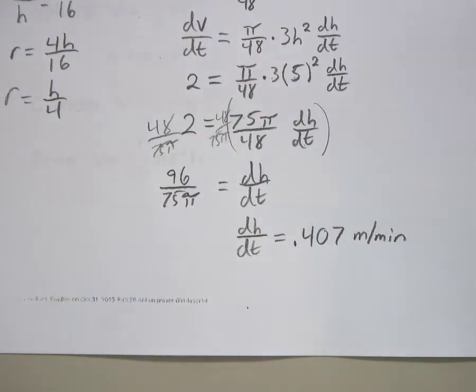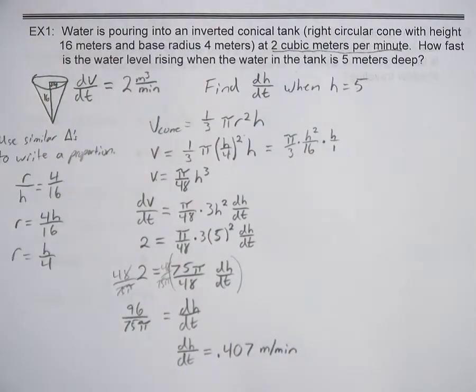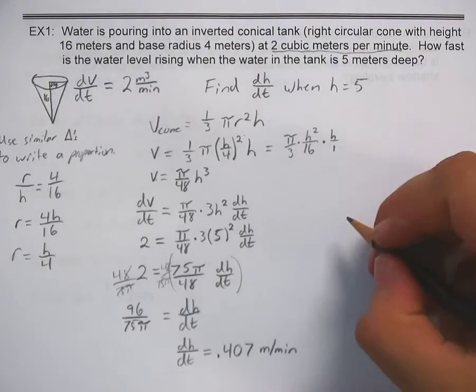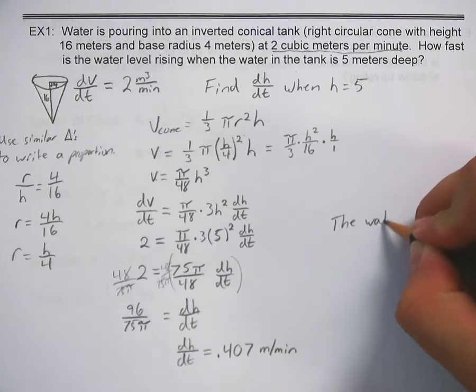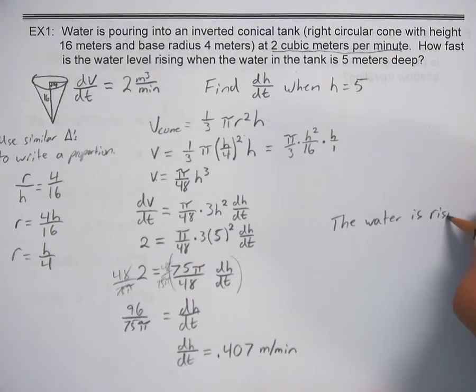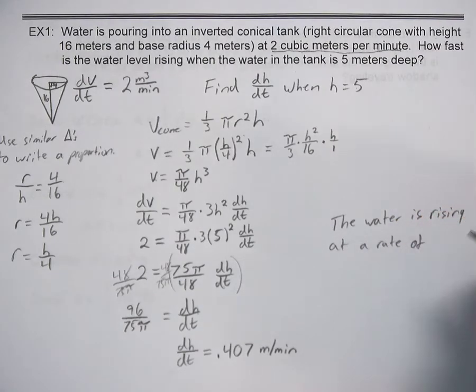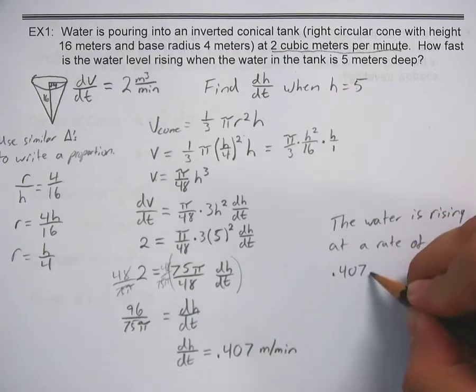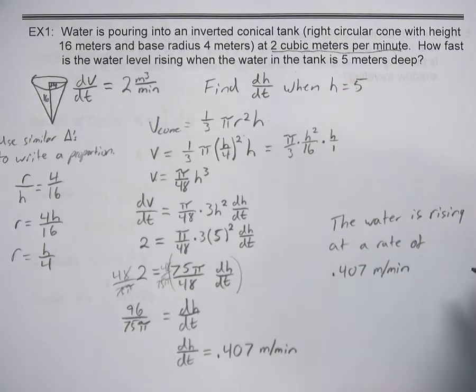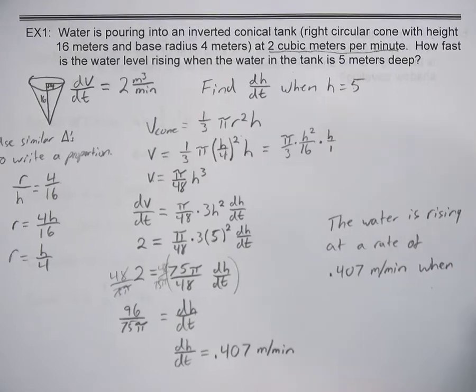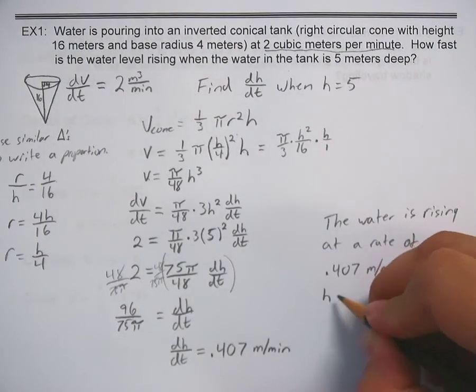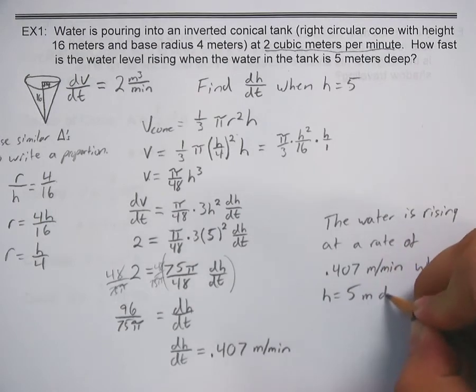So let's talk about what the answer means, because if you don't look at what the answer means, then the whole problem is kind of pointless. So the question was asking again, how fast is the water level rising when the water in the tank is 5 meters deep? So I'm going to write over here, the water is rising at a rate of 0.407 meters per minute when your height is 5 meters deep.